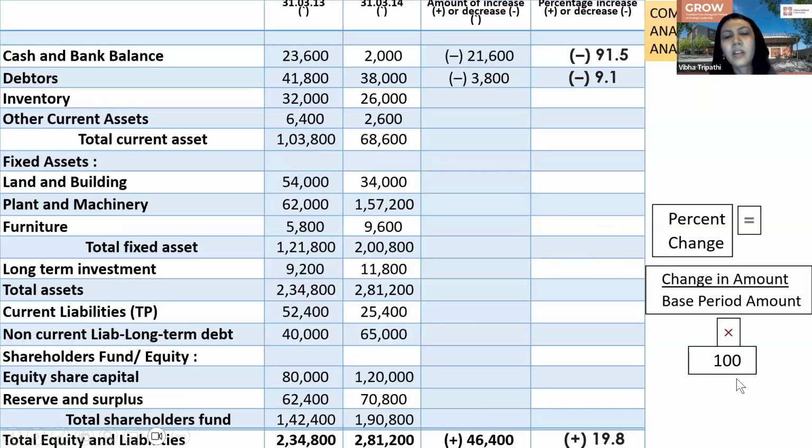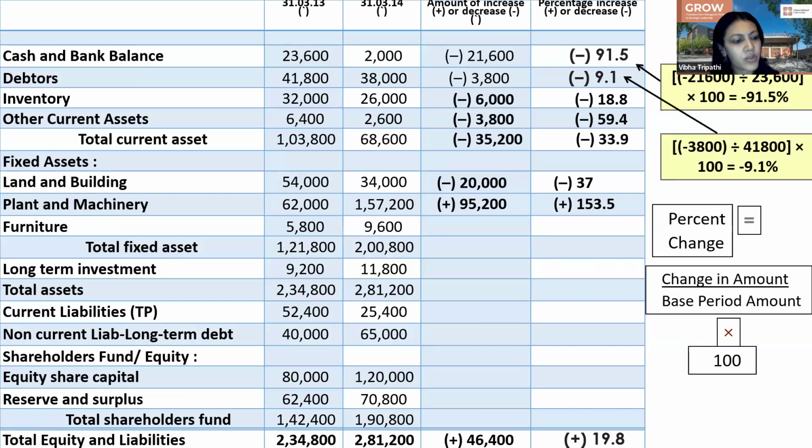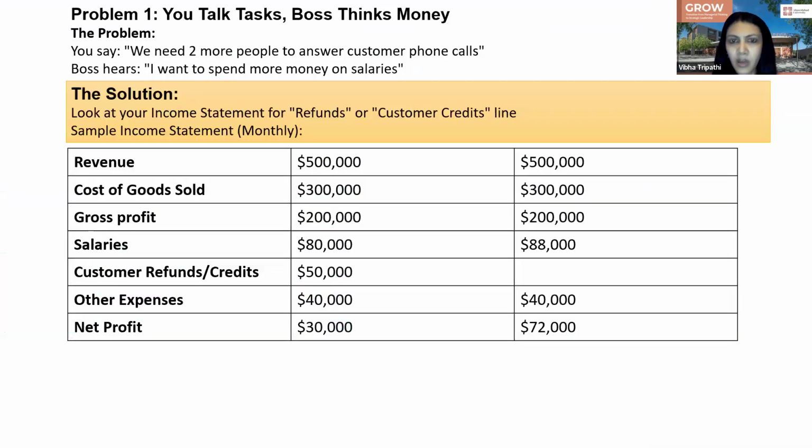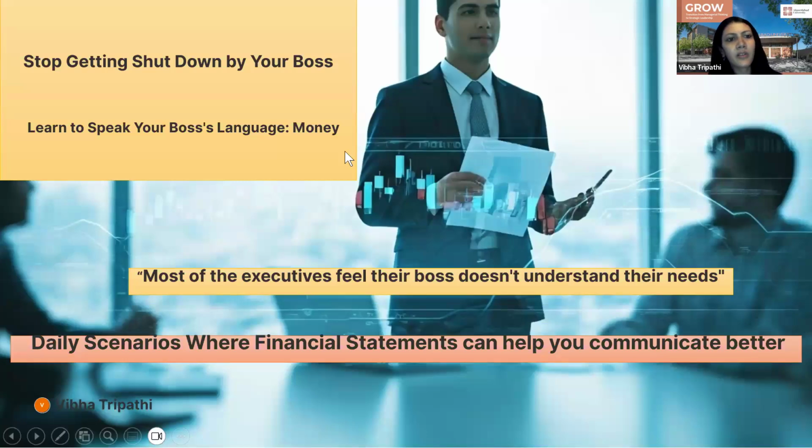Let's go ahead. Okay, I'll skip that part. I've taken some examples where you can actually start speaking in terms of financial language. When you talk to your boss, how do you need to present the data? How do you need to present your request?